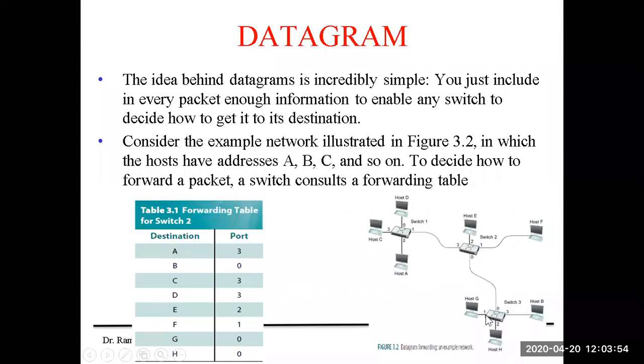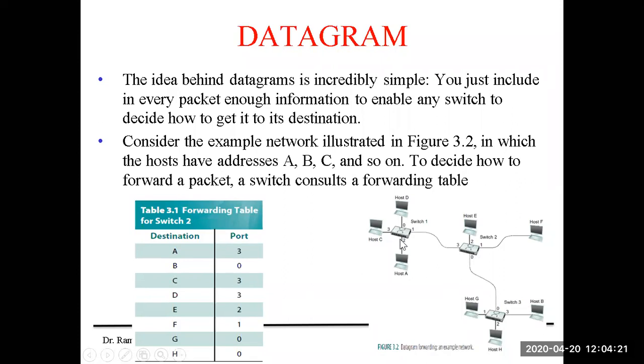In the same way, in switch 2, port 0 is connected to switch 3, 1 is connected to F, 2 is connected to E, and 3 is connected to switch 1. Same way here also. For switch 3, 0 is connected to switch 2, 1 is connected to host G, 2 is connected to host H, and 3 is connected to host B.